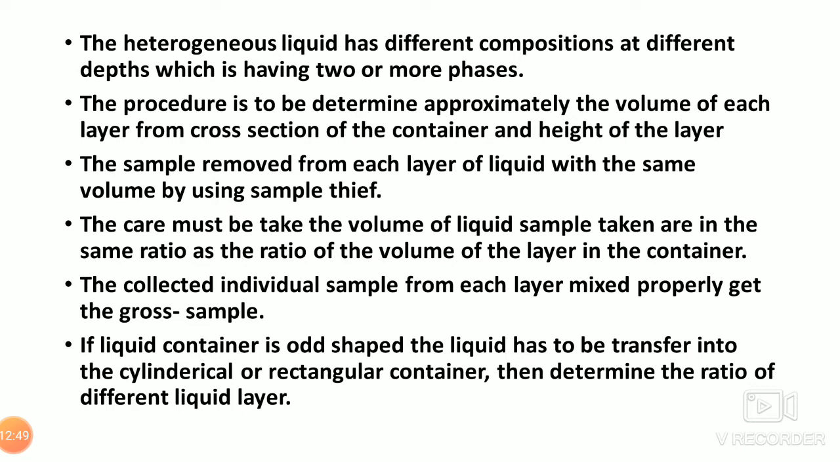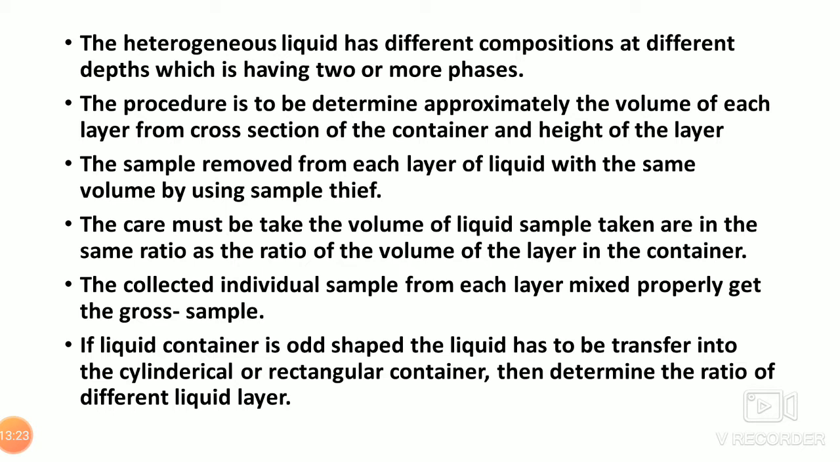At that time we cannot sample our heterogeneous liquid. For that purpose we have to select either a cylindrical or rectangular container, from which we can easily determine the layers, or we can say approximately the ratio of all the layers. That's why we have to select the cylindrical or rectangular container. That will be easy for sampling of the heterogeneous liquid.